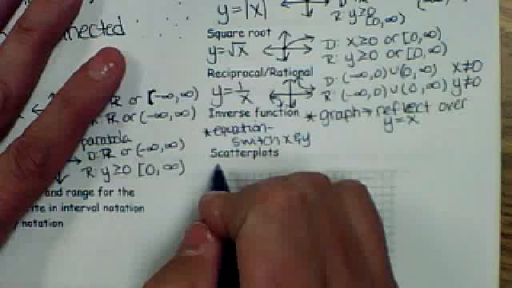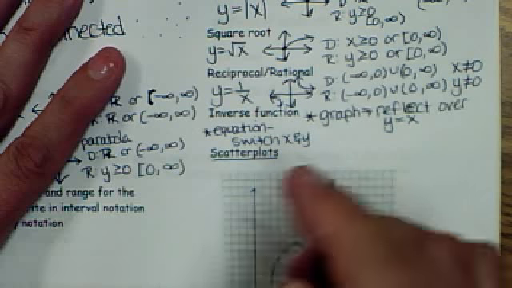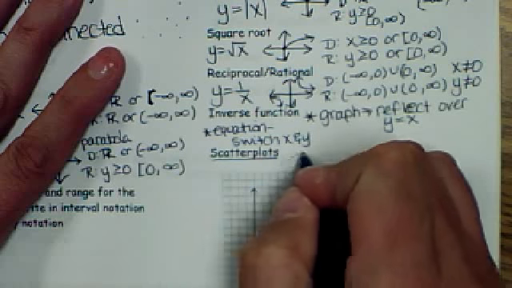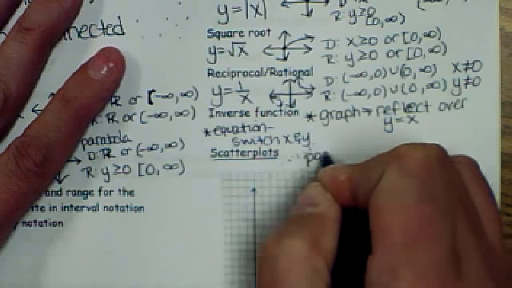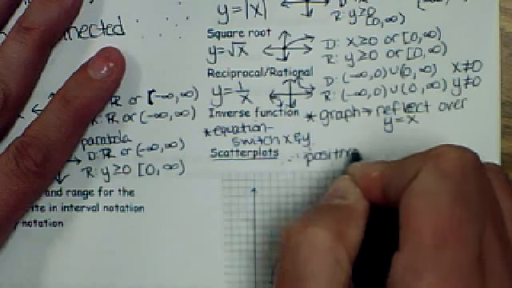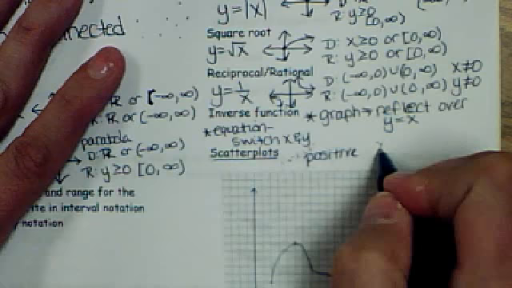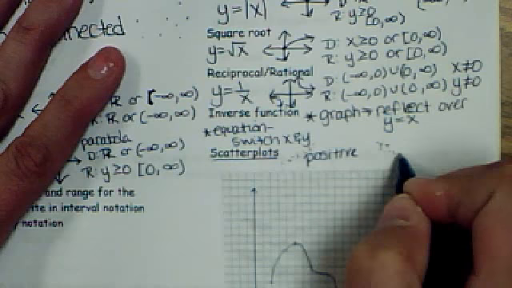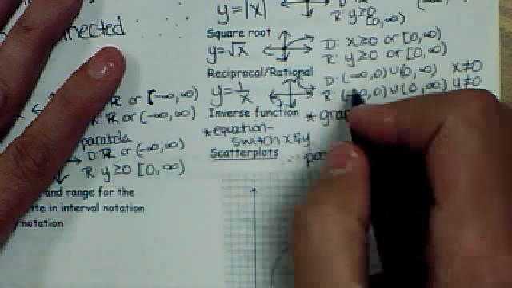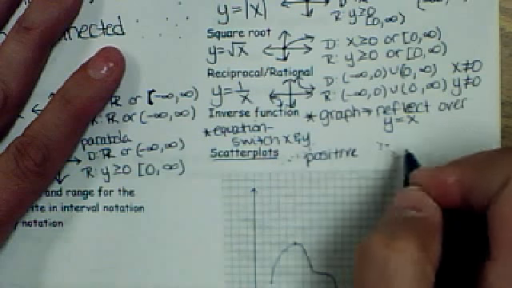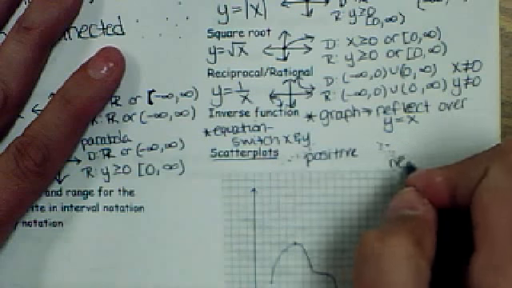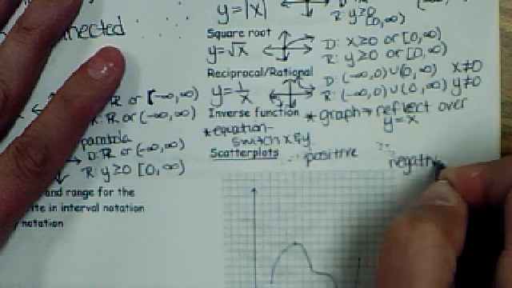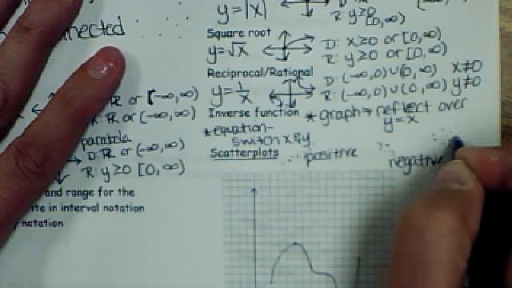And the last vocabulary is scatter plots. For scatter plots, we talk about positive correlation, meaning it increases. We talk about negative correlation, meaning it decreases. And we say no correlation when it's just kind of scattered.